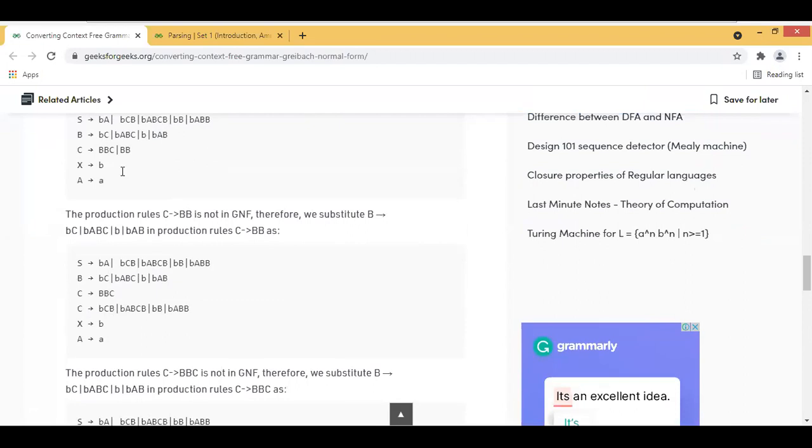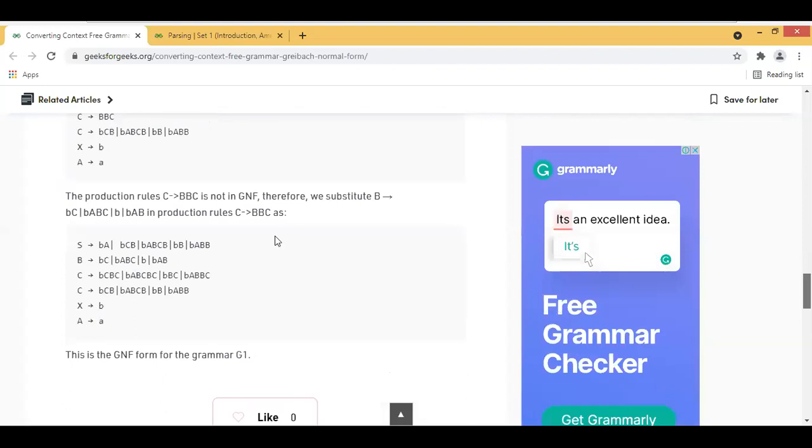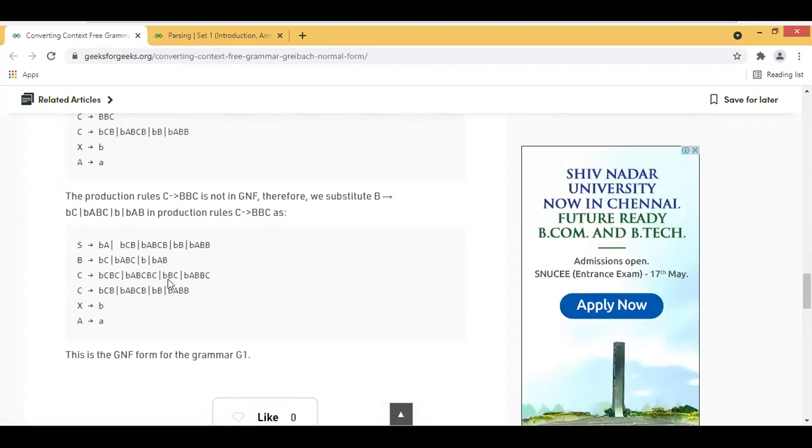In the place of this B, I put the rules of the B, then it is in the form of GNF. Now in the place of this B, again you need to substitute the rules of the B, then those will become in the form of GNF. So finally, after checking each and every production, everything should be in the form of GNF.